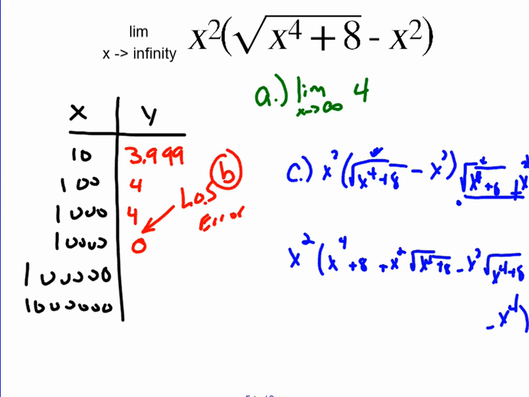So now what we want to do is start looking for stuff that goes away. Well, this x to the fourth, this negative x to the fourth, and this positive x to the fourth goes away. Oh, that's super embarrassing. I'll fix it here in a second.